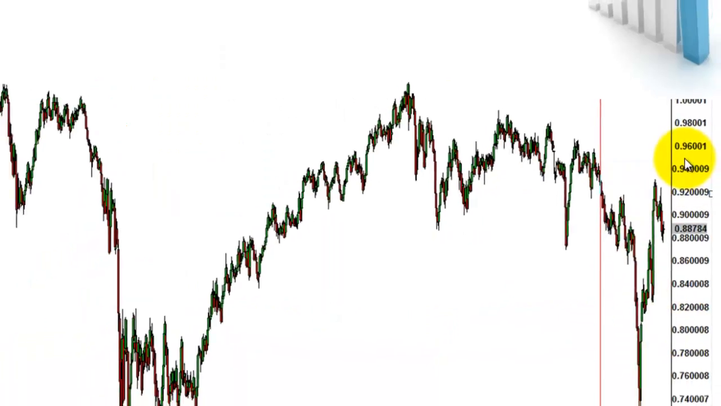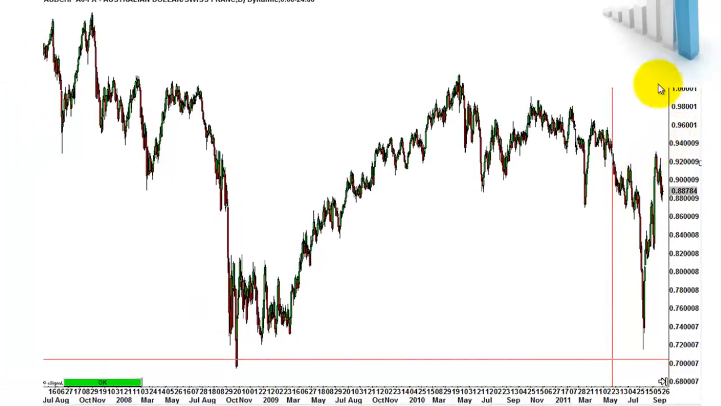So here we go, we've got Aussie Swiss and a slightly different opportunity for you now on another cross-currency pair. We love the cross-currency pairs at Lazy Trader, by the way, if you haven't already noticed.